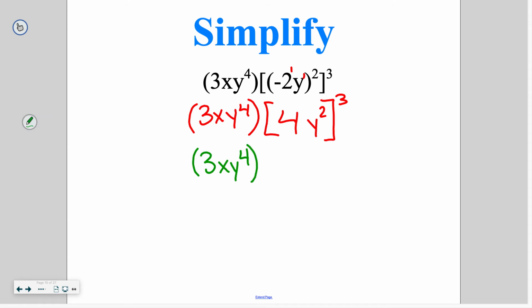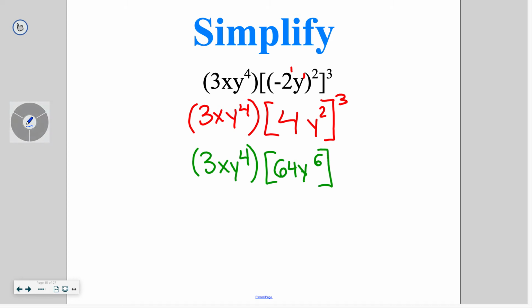Now we need to, again, bring that exponent in. And I'm going to say 4 to the 3rd, y to the 6th. We need to get that number 4 to the 3rd. 4 times 4 times 4 gives me 64 y to the 6th.